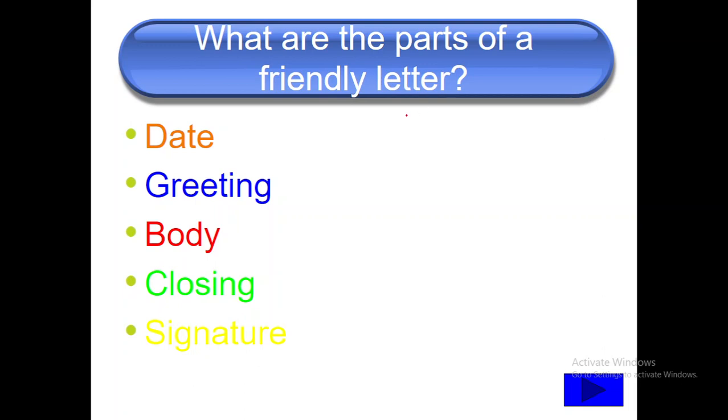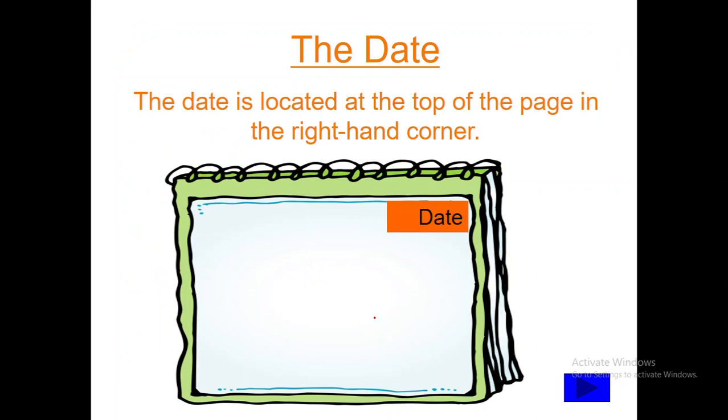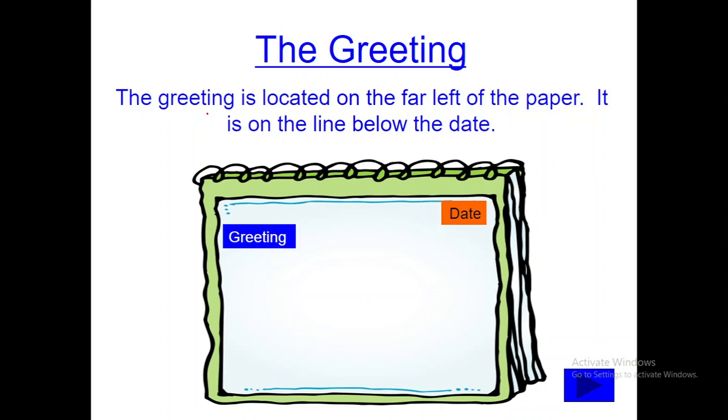Now, what are the parts of a friendly letter? First of all, you mention the date, then the greetings, then the body, and then the closings, and by the end of the letter you inscribe your signature. Now the date is located at the top of the page in the right hand corner, as you can see here, and the greetings are located on the far left of the paper. It is on the line below the date, as you can see here on the screen.